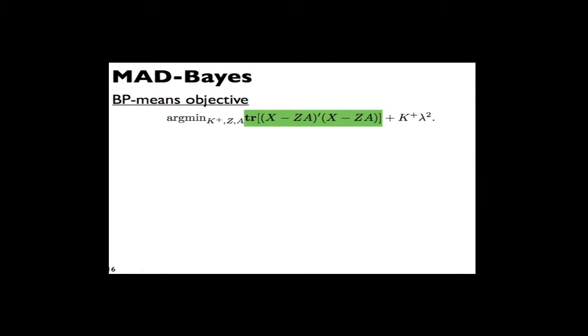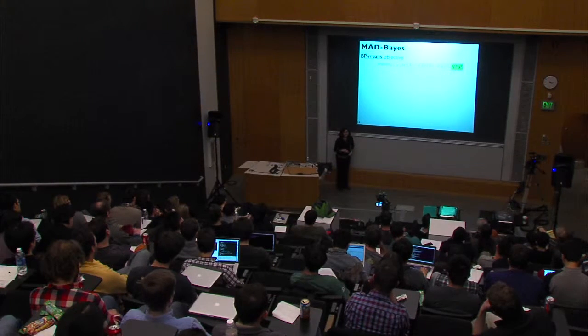So one is this trace, or Frobenius norm, between the data points and the assignments of data points to features and the feature parameters. And so this would be exactly the K-means objective if Z represented a clustering, if each data point was assigned to one and only one cluster. And then we have a penalty. So this is the number of features times some constant lambda squared. And so this penalizes the number of features.